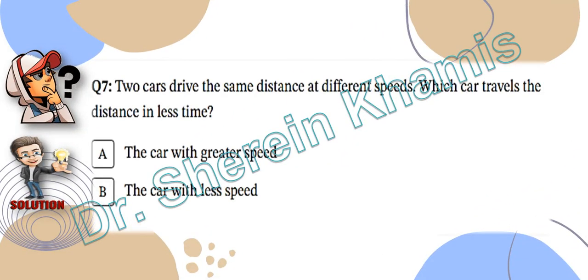Question 7 says that two cars drive the same distance at different speeds. So the difference here is in the speeds. Which car travels the distance in less time? If it takes less time, it has a greater speed. So the car with the greater speed is the right answer here, the one that takes less time. Okay, let's go into question 8.